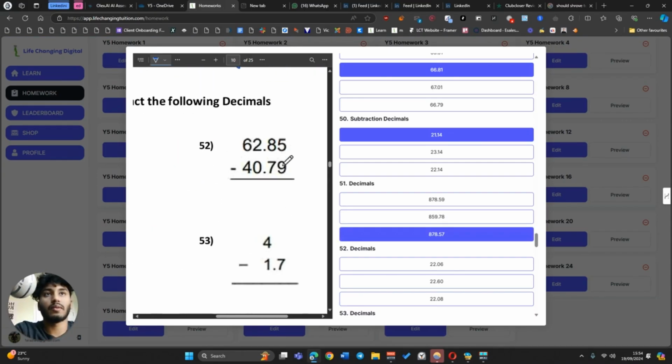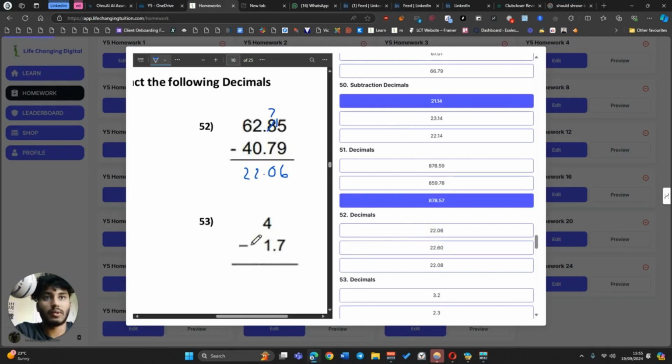Question 52. Borrow from here because 5 is smaller. 15 minus 9 now. So that is 6. And 7 minus 7 is 0. Bring the decimal point down. 2 minus 0 is 2. And 6 minus 4 is also 2.